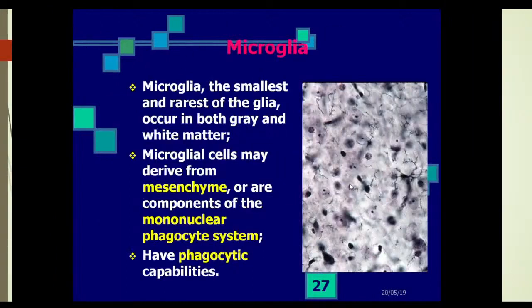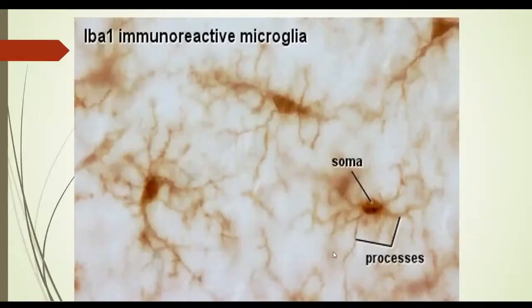Microglia. Microglia, the smallest and rarest of the glia, occur in both gray and white matter. Microglial cells may derive from mesenchyme or are components of the mononuclear phagocyte system. You remember about the macrophages, and the microglial cells are the macrophages of the brain, with phagocytotic capabilities. Look, this is a very active, immunoreactive microglia, which provides phagocytosis.